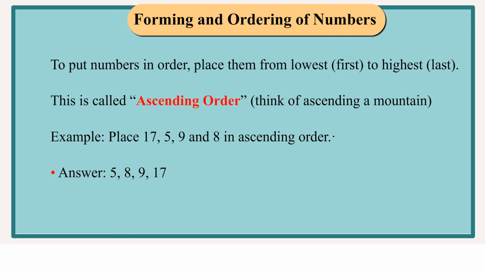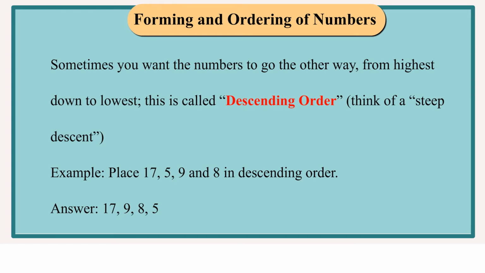Example, place 17, 5, 9 and 8 in ascending order. Answer: 5, 8, 9, 17. Sometimes you want the numbers to go the other way, from highest down to lowest. This is called descending order. Think of a steep descent. Example, place 17, 5, 9 and 8 in descending order. Answer: 17, 9, 8, 5.